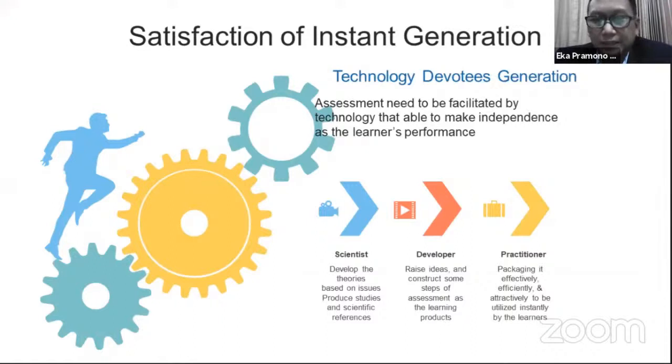There are three sides of this notion. First, they are scientists. They develop theories based on issues. They produce studies and scientific references. Second is the developer. They raise ideas and construct some steps of assessment as learning products. And the third is the practitioner. They package it effectively, efficiently and attractively to be utilized instantly by the learners.